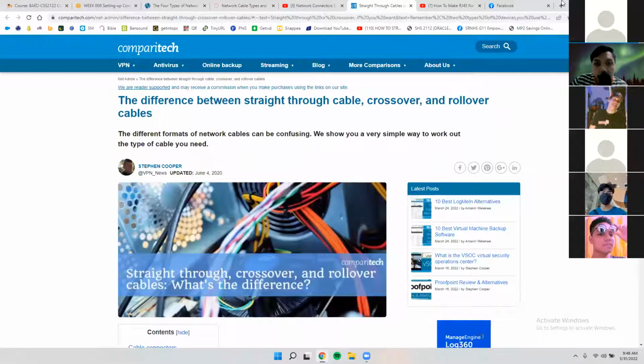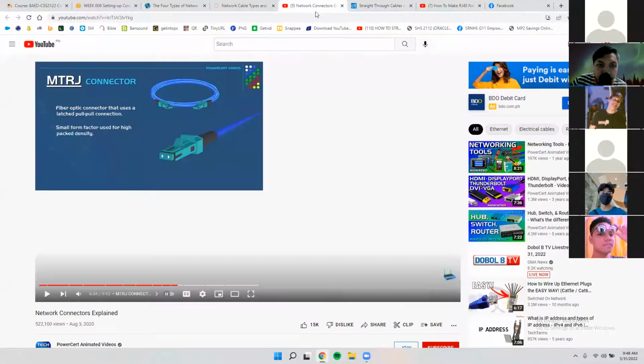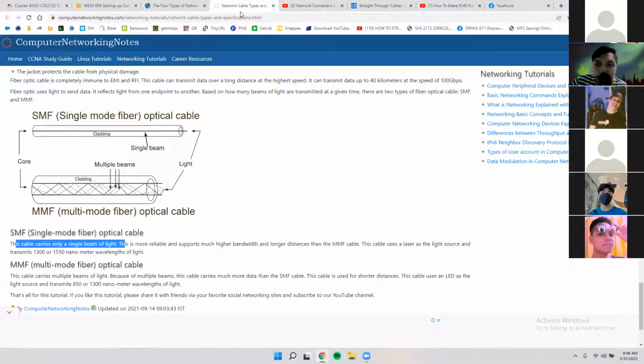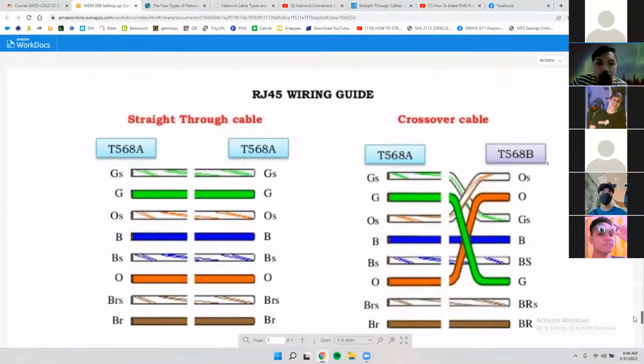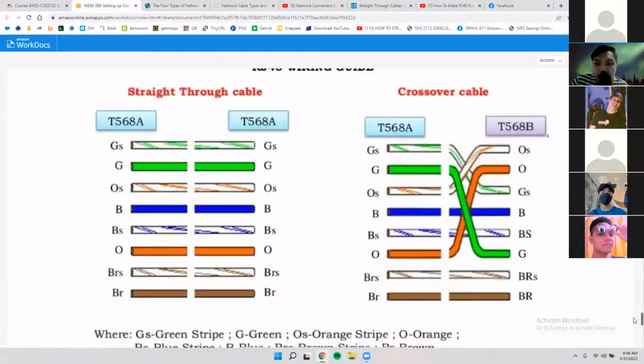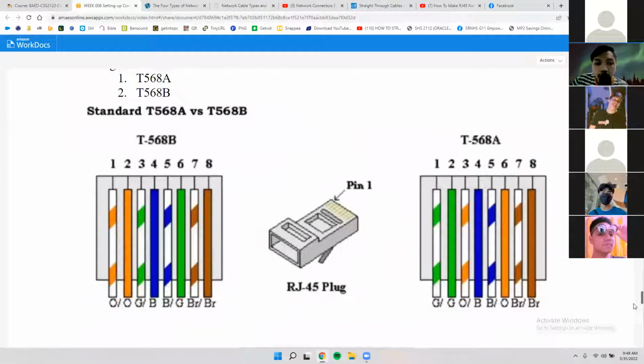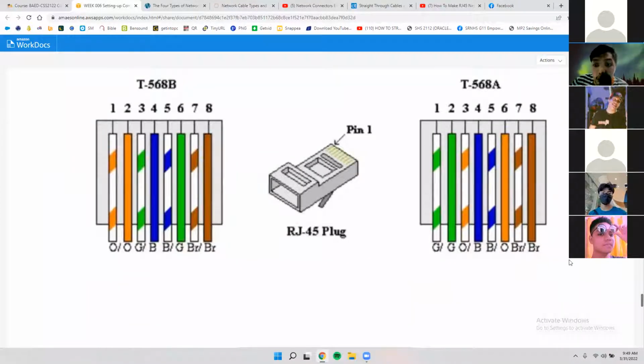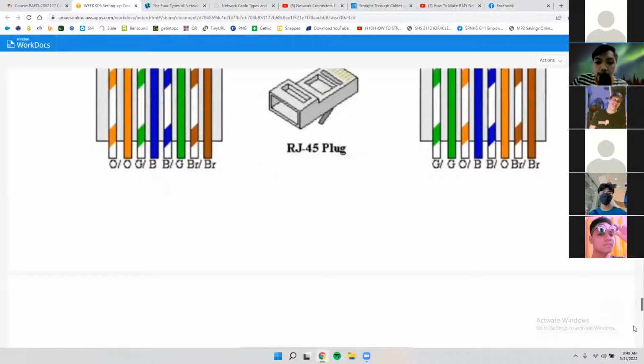Okay? Let's go ngayon doon sa ating wiring guide. Okay? So, pagka straight through, ito yung format natin, which is same pa din. For example, this one: green-white, green, orange-white, blue, blue-white, orange, brown-white, brown. So same din yan sa dulo. Whether this one or this one ang susundin mo. Okay? So either of the two.